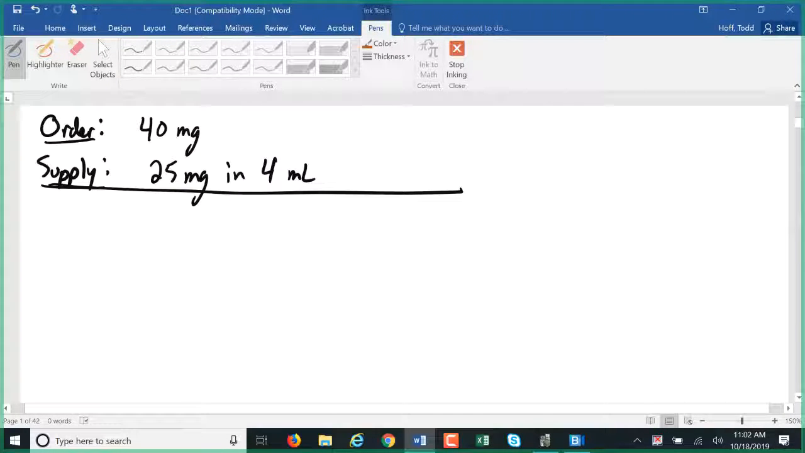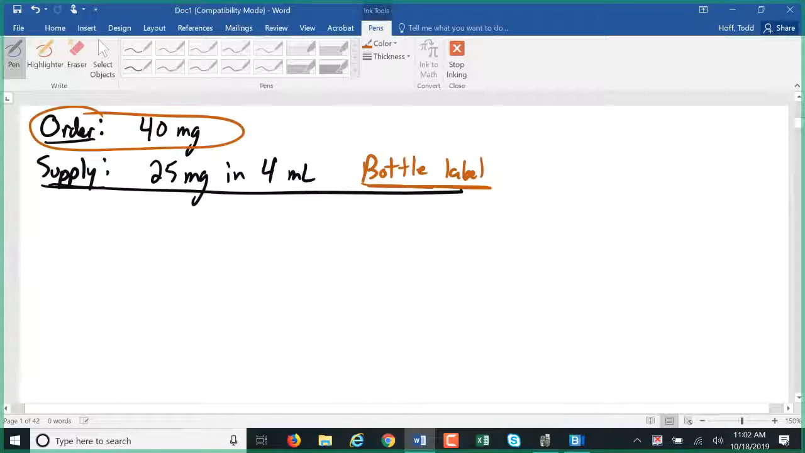Yes. 25 milligrams in 4 milliliters? Really? What do they want? The doctor wants you to give 40 milligrams of medication to them. You're looking at the supply, which comes off the bottle label. Oh, okay. It's telling you that the medication in that bottle has 25 milligrams of medication for every 4 milliliters of fluid.